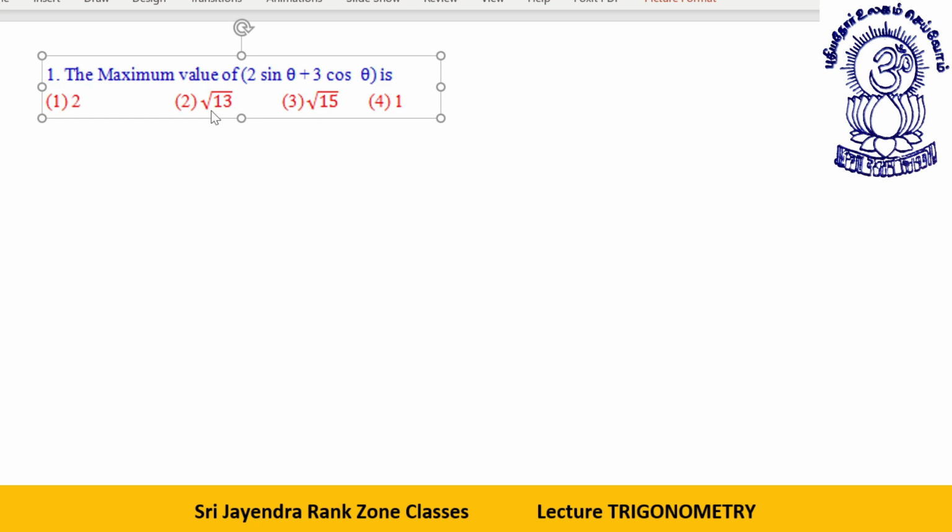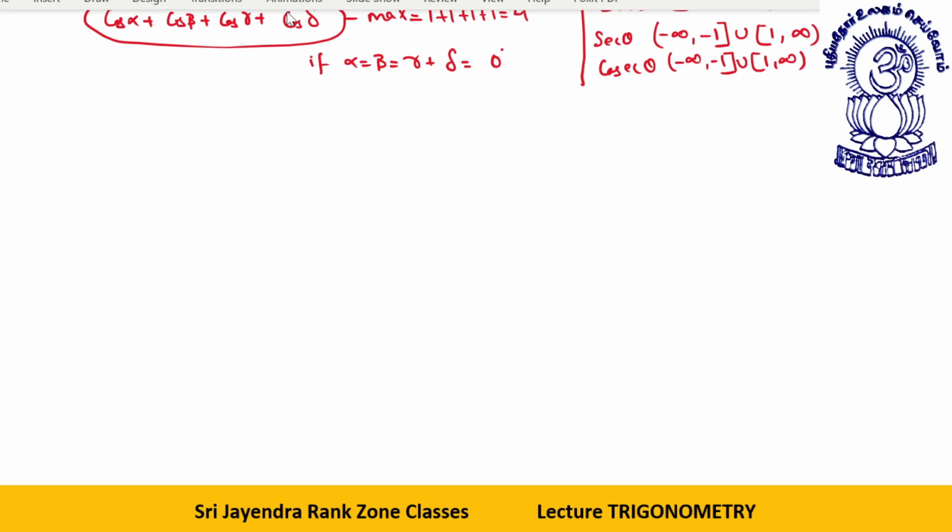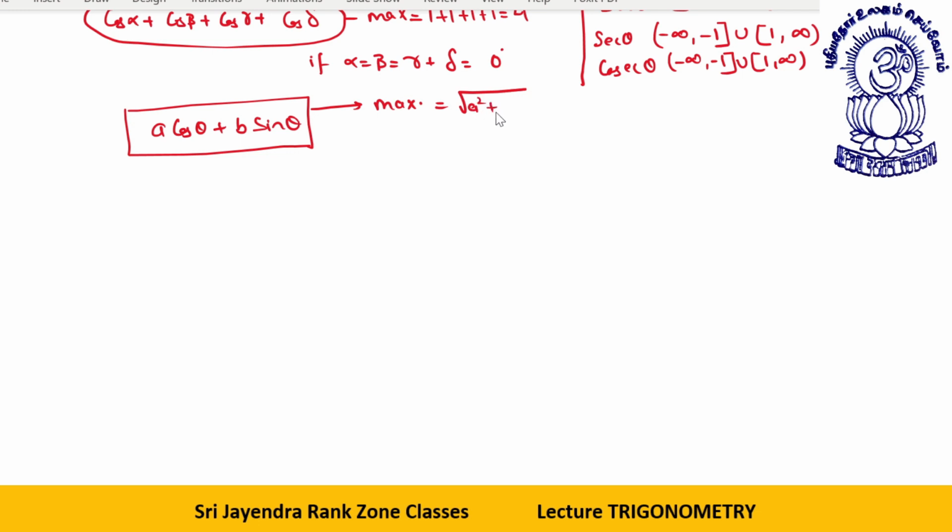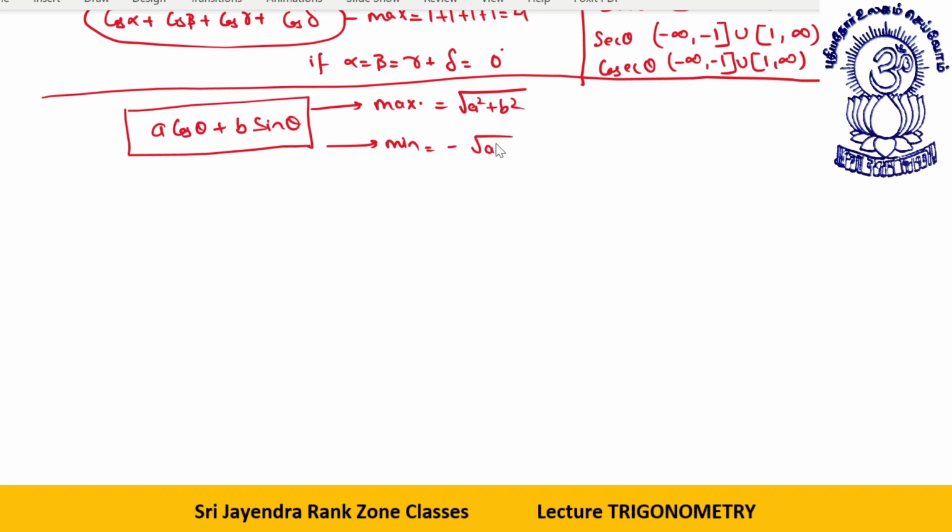Yes, the maximum value of 2 sine theta plus 3 cos theta is. Let me take a little bit more theory first. Dear students, this time I won't be telling the proof of this, otherwise you will feel bored. If you are given a cos theta plus b sine theta, this is a very common expression. The maximum value of this is under root a square plus b square, and the minimum value of this is minus under root a square plus b square.